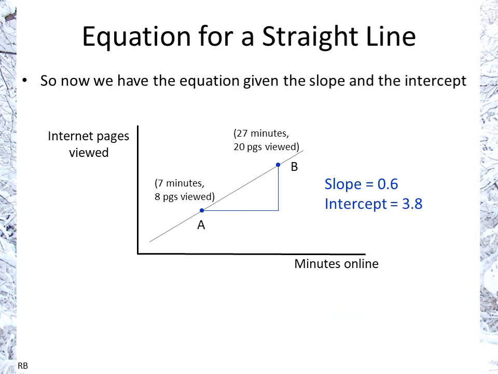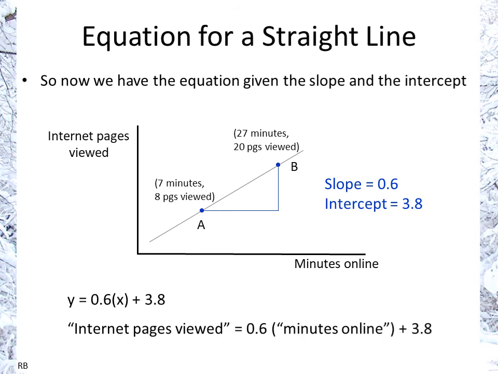Now we have the equation given the slope and the intercept. We can write it in the regular format, which is y equals 0.6, that's m, times x plus b, which is 3.8. Translating that into what it means in our case, the number of internet pages viewed is 0.6 times the minutes online plus 3.8.